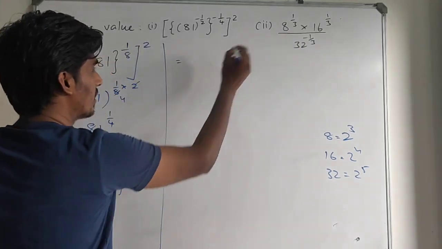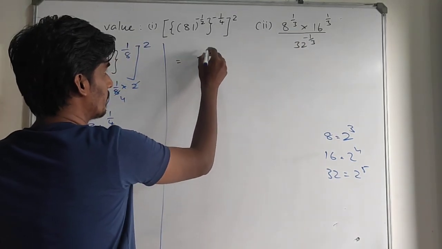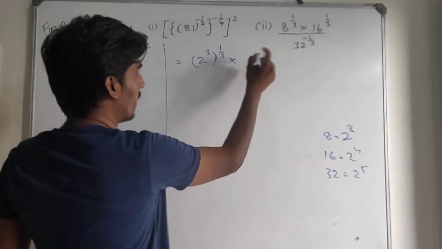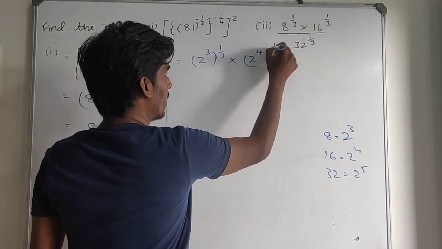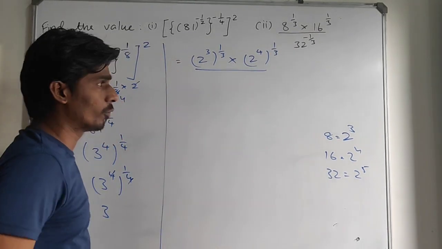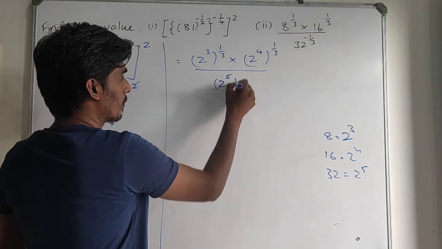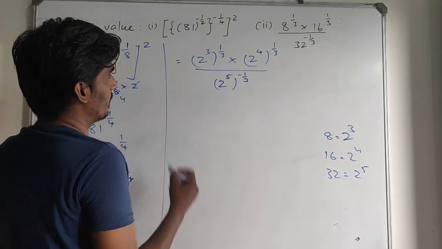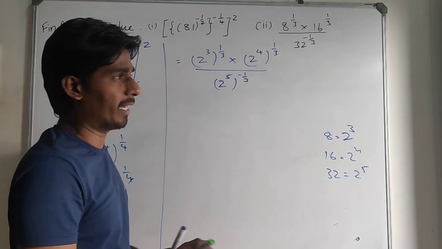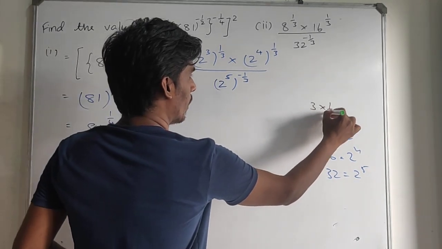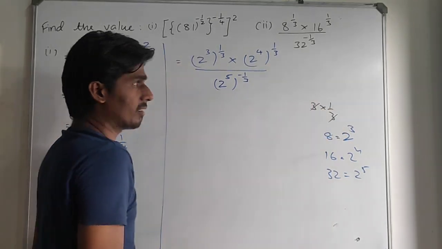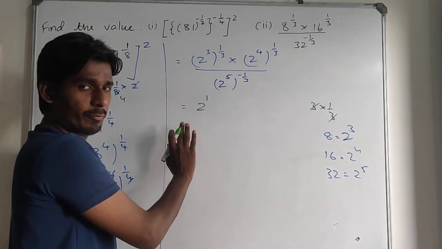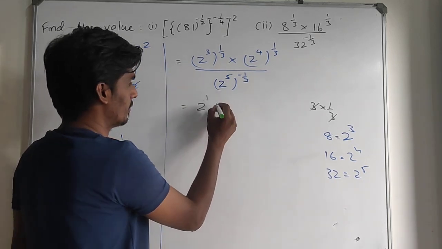So let's start with 8. Instead of 8 I am going to write 2 raised to 3 whole raised to 1 by 3. Instead of 16 I am going to write 2 raised to 4 whole raised to 1 by 3. Instead of 32, 2 raised to 5 whole raised to minus 1 upon 3. So definitely here the power of power gets multiplied. So 3 into 1 by 3. So this 3 and 3 get cancelled. So what remains? Only 2 raised to 1. Even if you write only 2, then also it's fine.